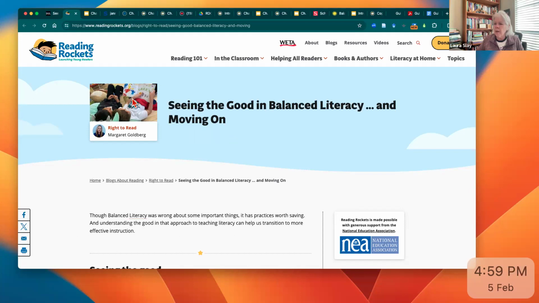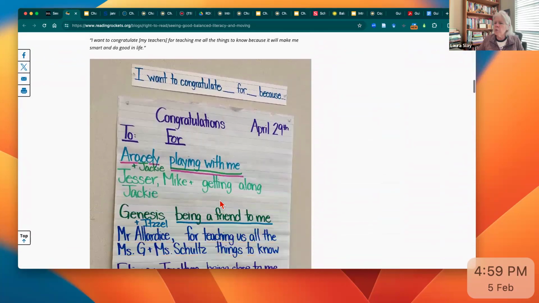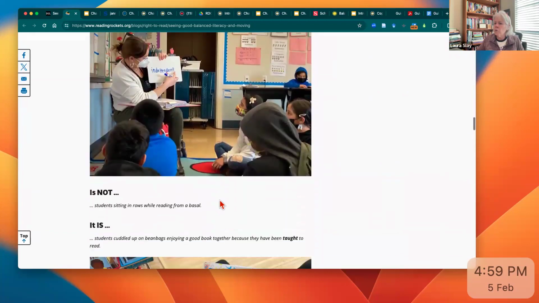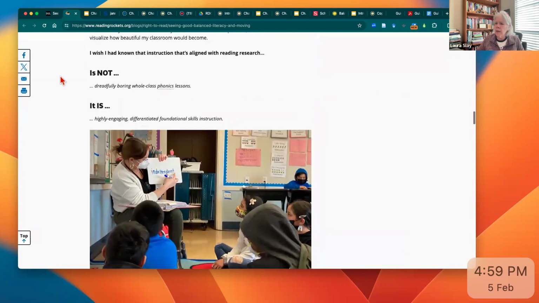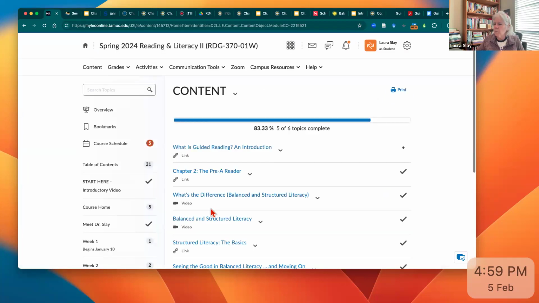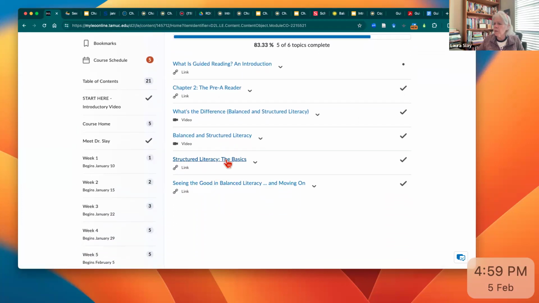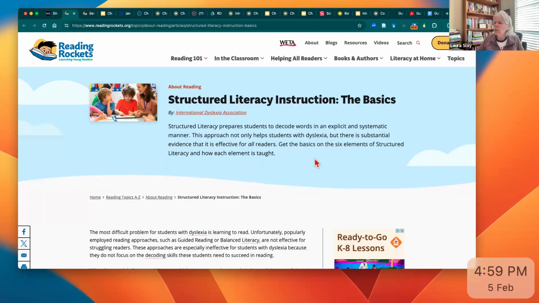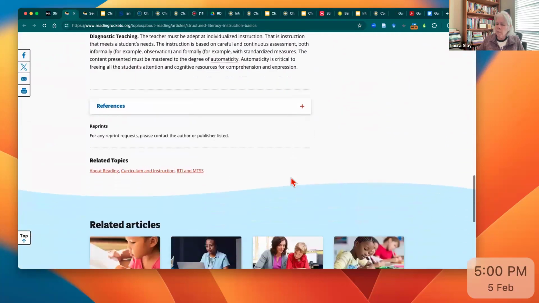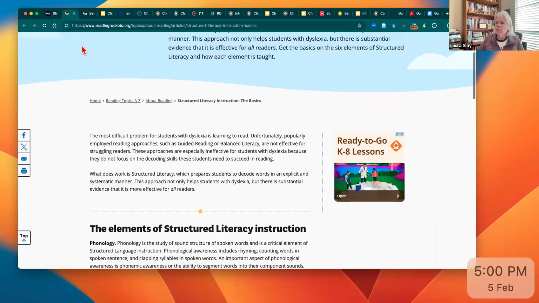I want you to read that blog. It comes from Reading Rockets, and you cannot go wrong with Reading Rockets. They present you with everything. So truly pay attention to what it is saying. I also want you to look at the other side of the coin, and I want you to look at the other blog post, also from Reading Rockets, which is Structured Literacy Instruction, the Basics. They give you some specific pointers here that I think you'll find useful.